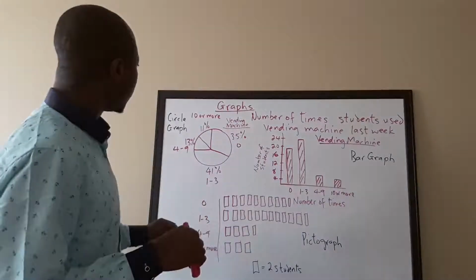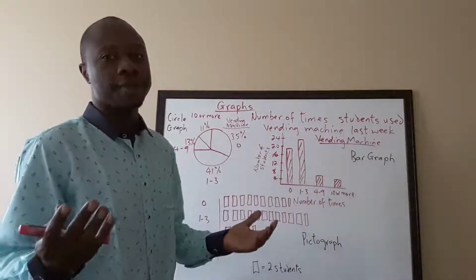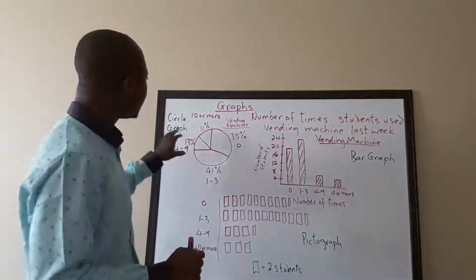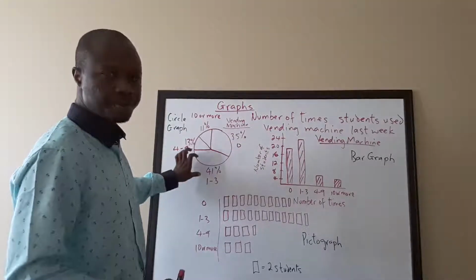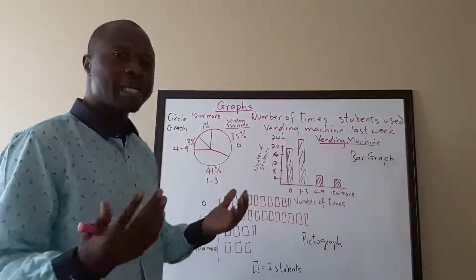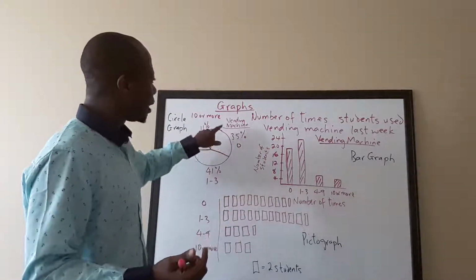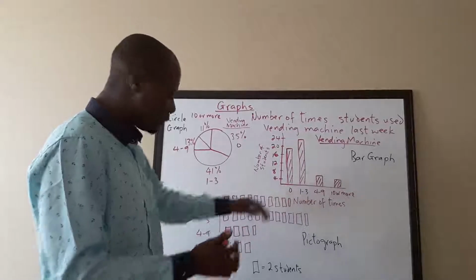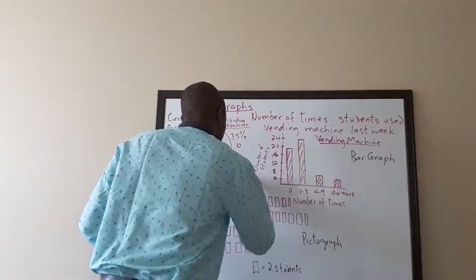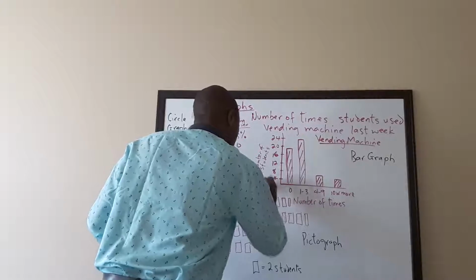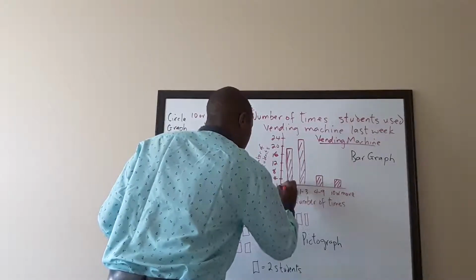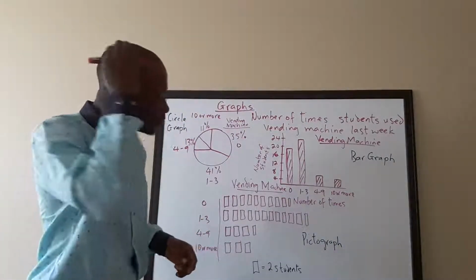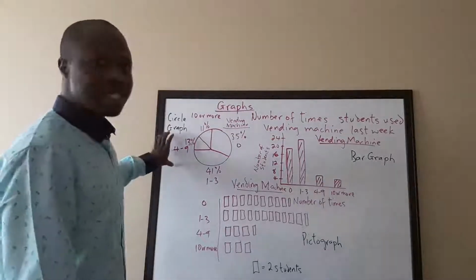Here we're going to be talking about three different kinds of graphs. This one is a circle graph, and as the name implies, you've got a circle. Usually whenever you're making a graph, you have to provide a title. So, vending machines, and there should be a title here as well. Vending machine.